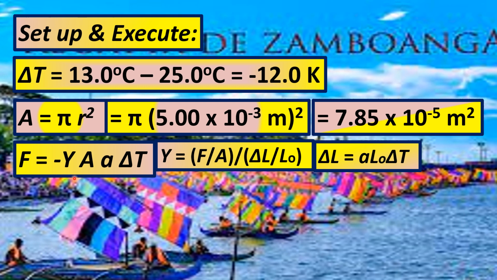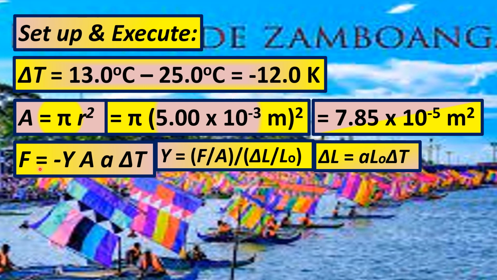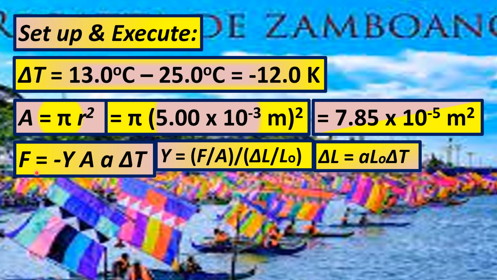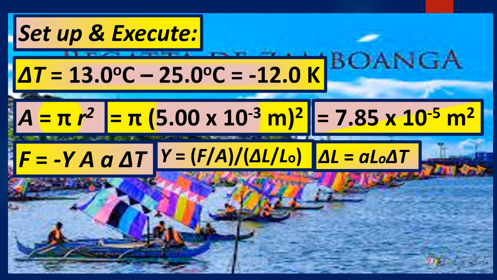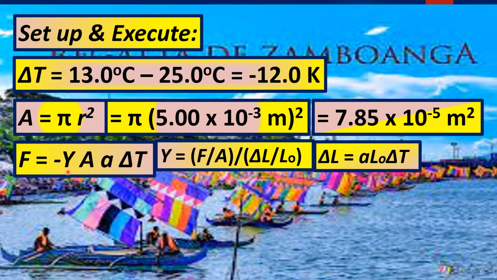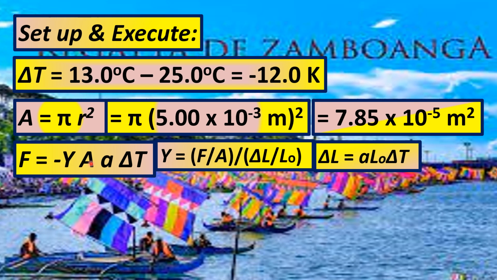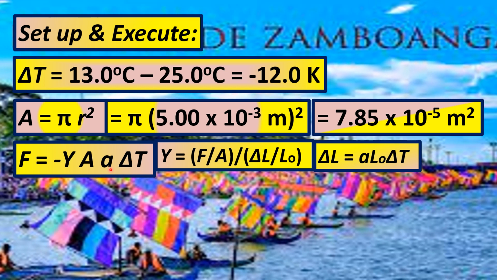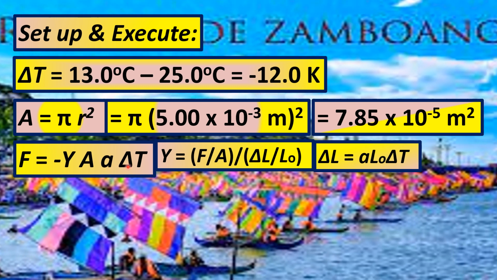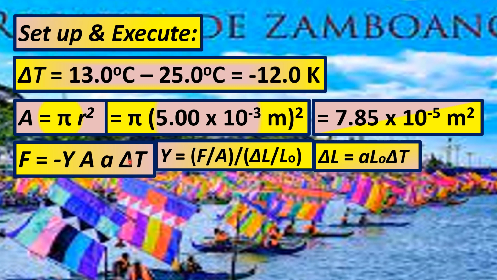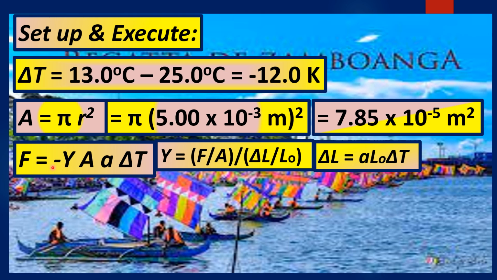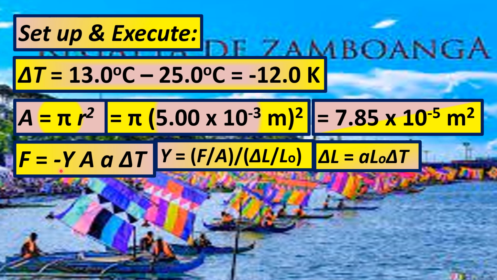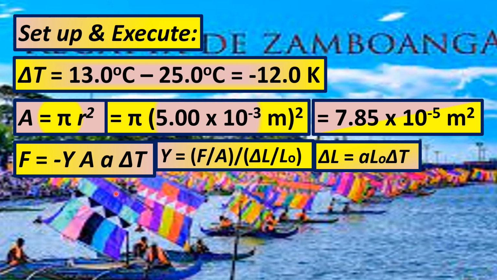So as we can see in this working formula for capital F, the force F can be expressed as the product of Young's elastic modulus multiplied by the cross-sectional area of the rod times the coefficient of linear thermal expansion alpha times the change in temperature capital T. Notice that there is a negative sign. Why is this so?